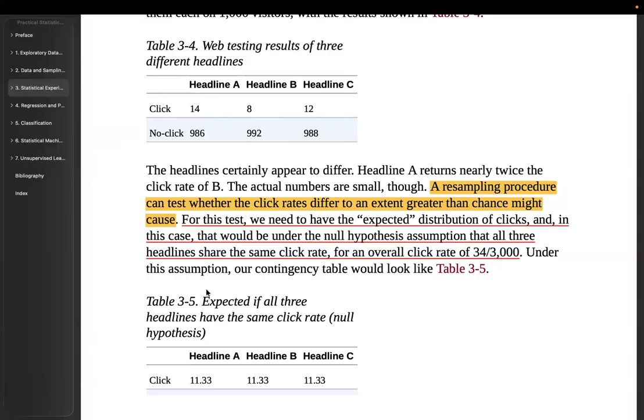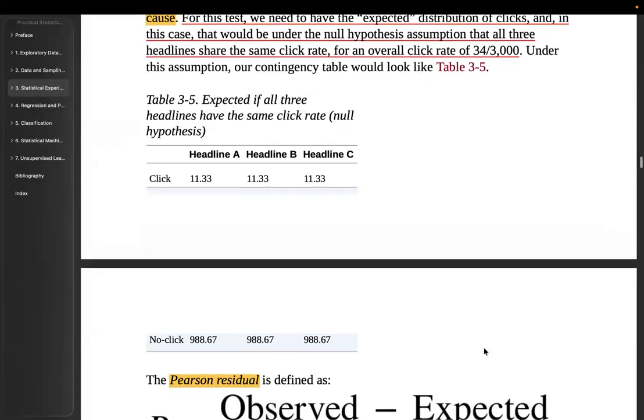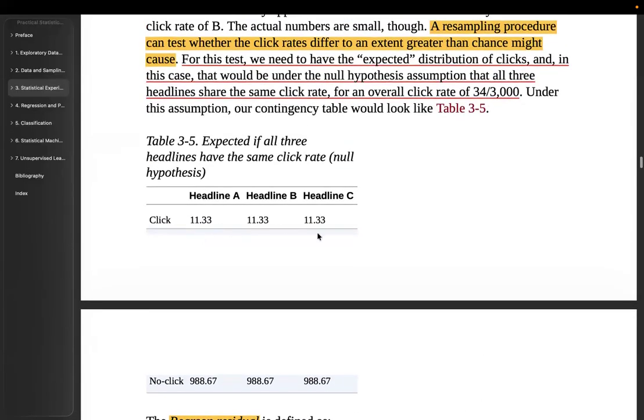Under this assumption, we're going to distribute equally. If they are all equal, you divide 34 equally into three parts, 11.33 each. If you add them up, you get close to 34. So we spread 34 equally, and this is the expected, meaning if the null hypothesis were true, this is what it would be like. And the rest is 1000 minus 11.33, and they are all the same.